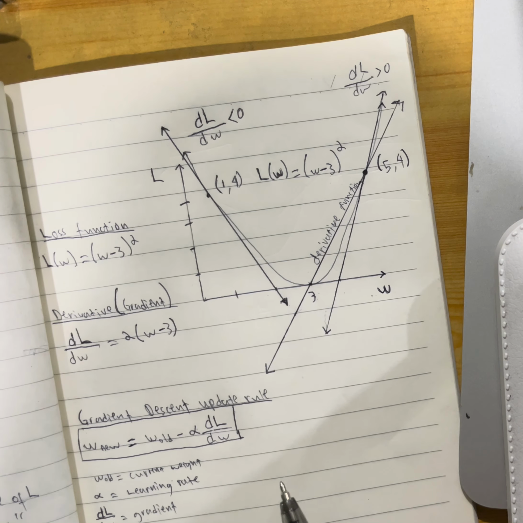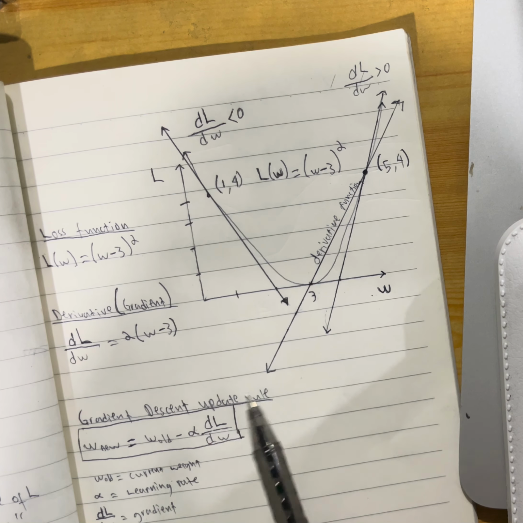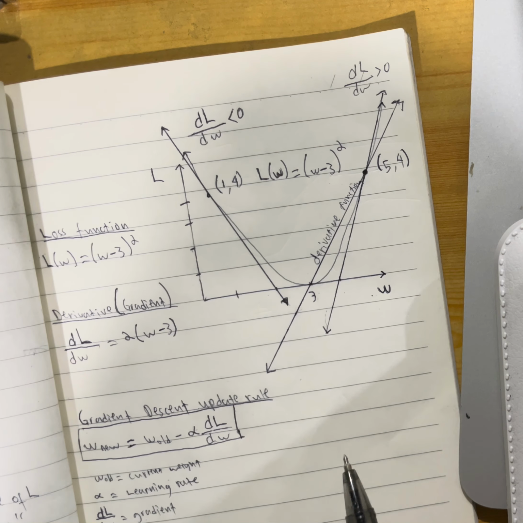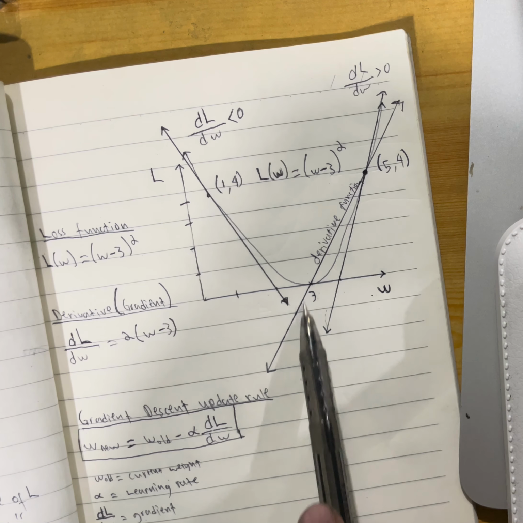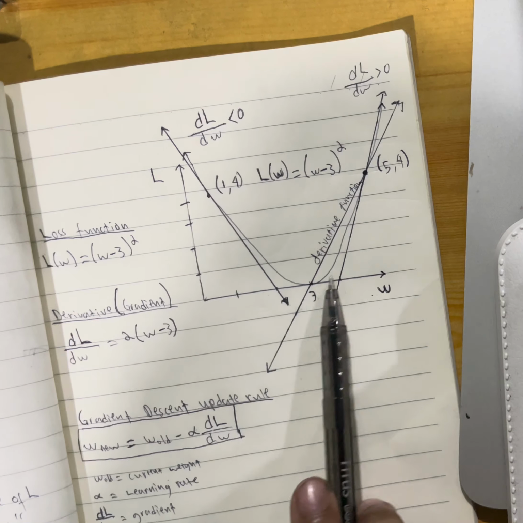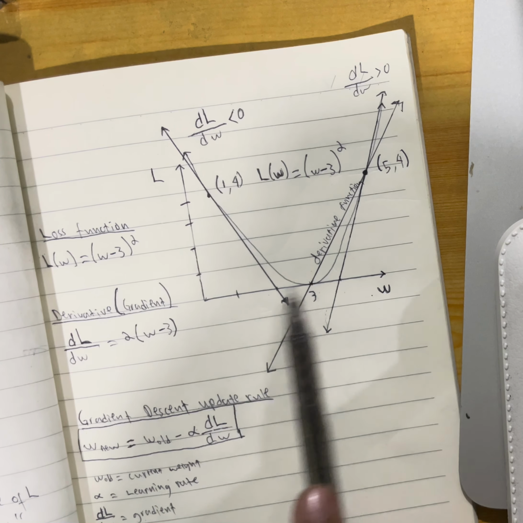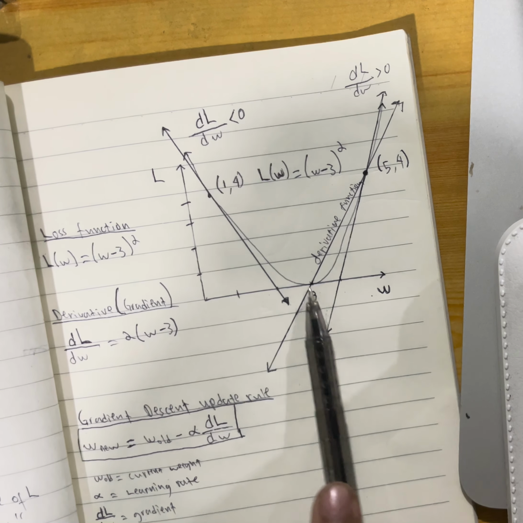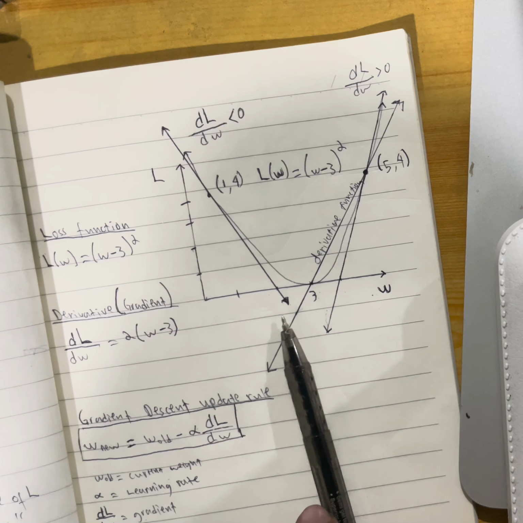And that's the optimizer, or what's behind the optimizer. And at the minimum, of course, the gradient here is 0. It's the local optimum.